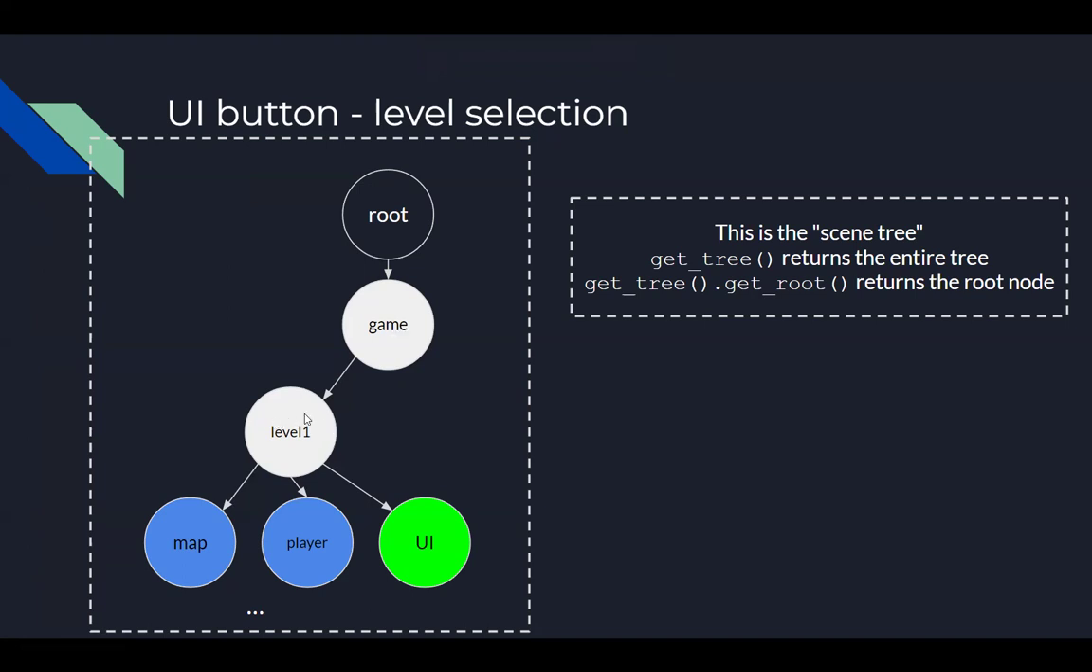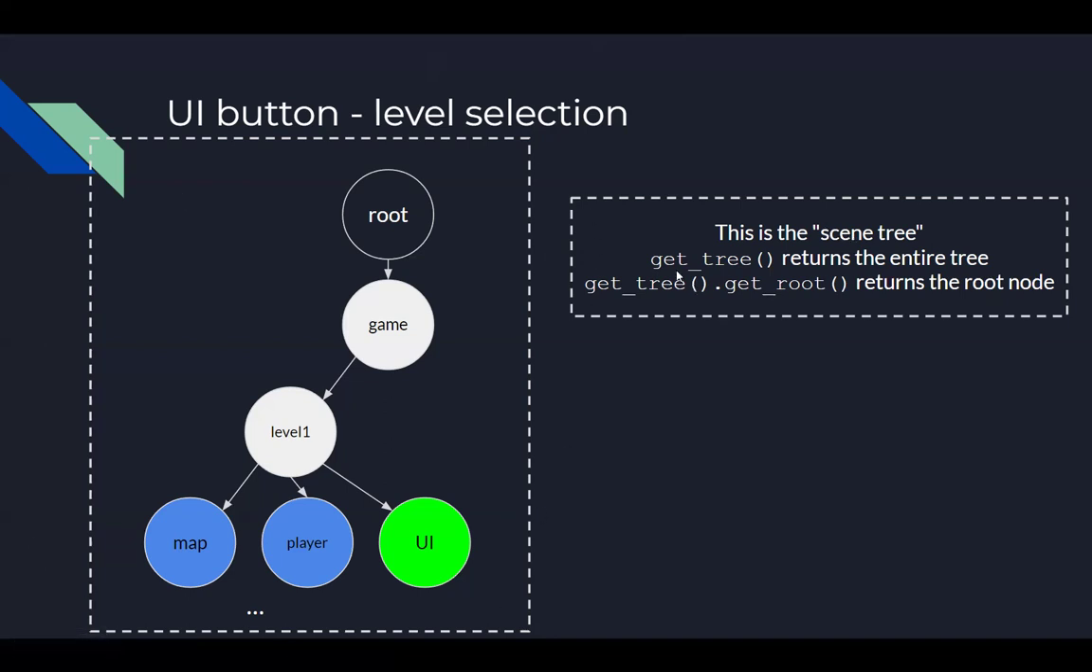So this level 1 node represents the first level. And then imagine that there are different levels under the game node, right? Then we can switch between these different level nodes. That should be the desired structure of our game. Let me just mention that this entire thing is called the scene tree. You guys have heard me talk about this term many times. This is just a tree structure of all the nodes that come from your scenes.